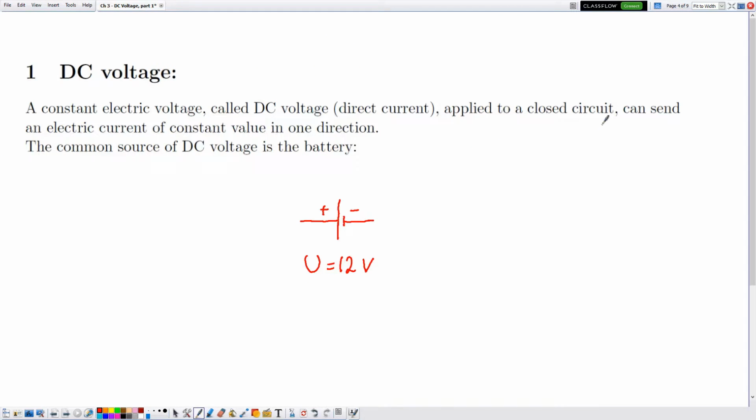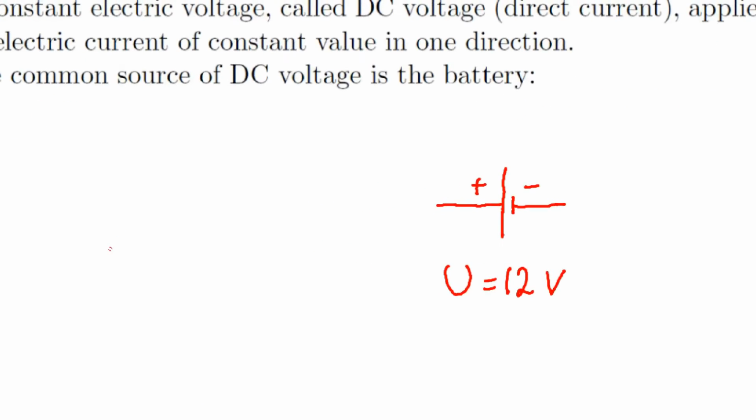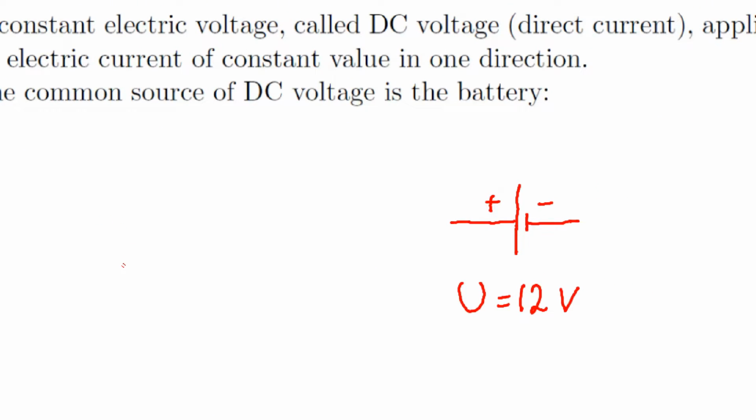Applied to a closed circuit. Now we all know what is meant by a closed circuit. It can send an electric current of constant value in one direction. Okay, so we have seen that whenever this battery is connected to a closed circuit, then it delivers electricity to other electric components, and this is done by the electric current, which is denoted by I.